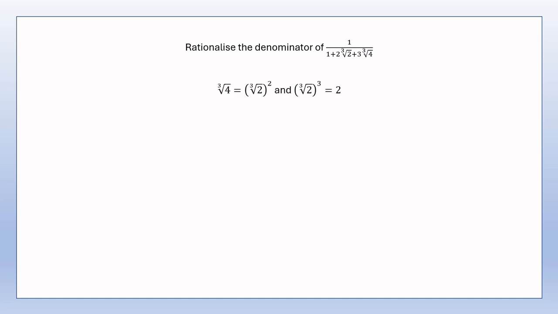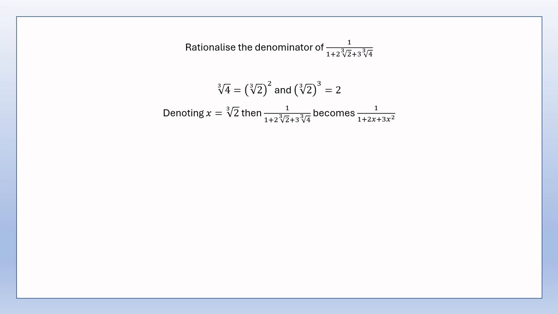And here it's worth noting that the cube root of 4 is equal to the cube root of 2 squared, and that the cube root of 2 cubed is equal to 2. So just to simplify things a little bit notationally, we're going to denote the cube root of 2 by x, then 1 over 1 plus 2 times the cube root of 2 plus 3 times the cube root of 4 becomes 1 over 1 plus 2x plus 3x squared.